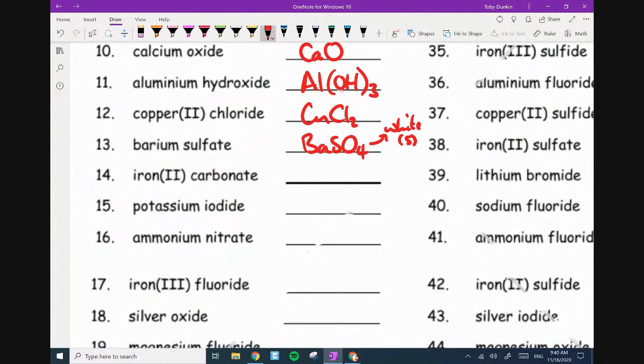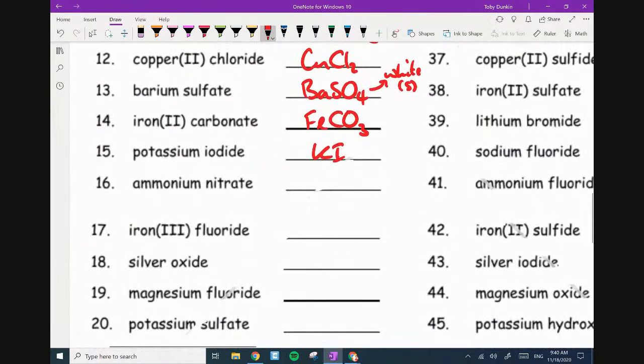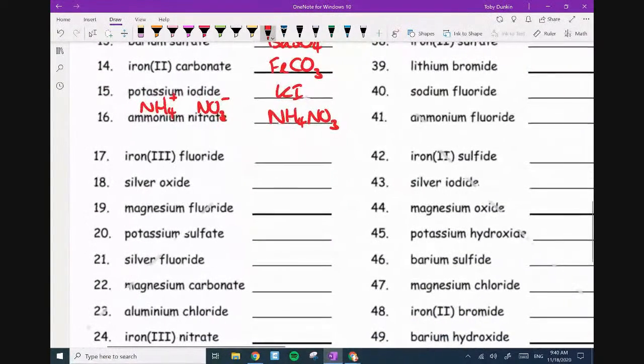Iron 2 carbonate, so that's just going to become FeCO3. That's green if you're interested. Then we've got potassium iodide, KI. And then we've got ammonium nitrate, so NH4NO3. That's the first complex formula we've seen. Just to explain that one, NH4 is plus and NO3 is 1-. The charges cancel. It's nice to do that one.